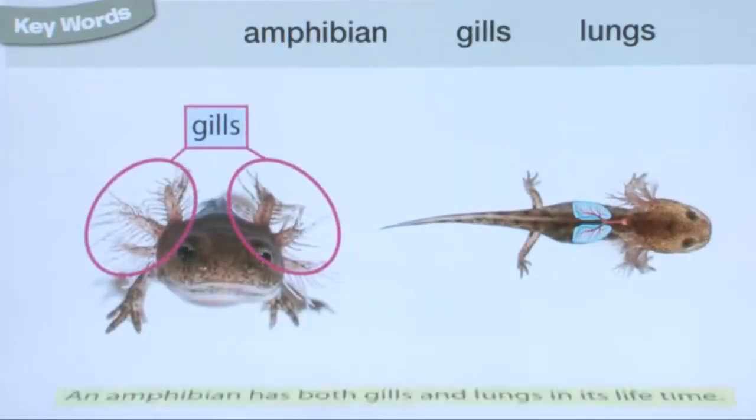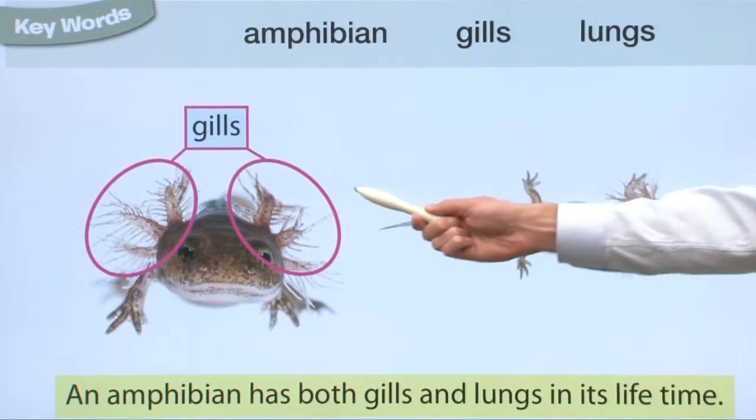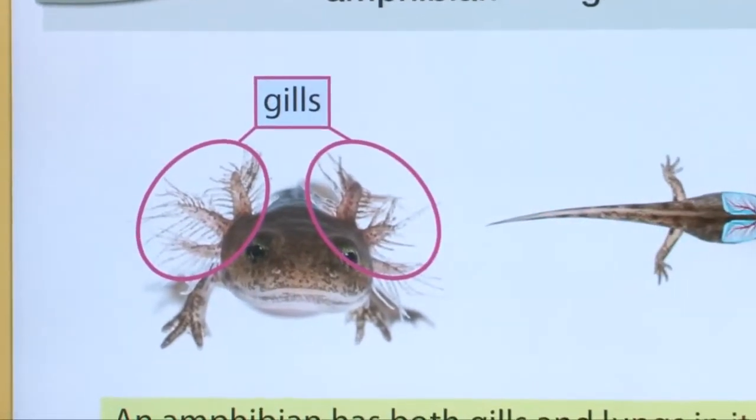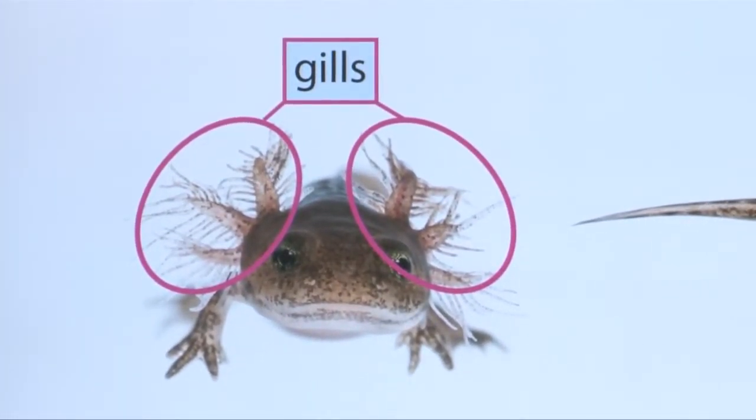Let's have a look at the key words we'll be using today. All right, up first, we have two pictures of a baby salamander. Now, as we talked about in Unit 17, a salamander is an amphibian. And an amphibian lives both on land and in water in its life. In order to live in water, it needs gills. These little spiky things here we see are gills. It helps breathe underwater. Without the gills, the salamander couldn't live underwater.